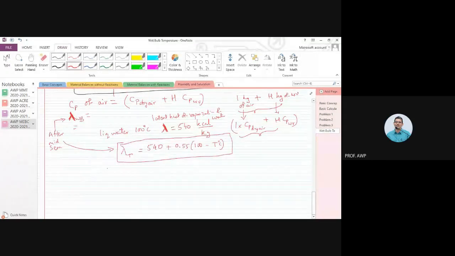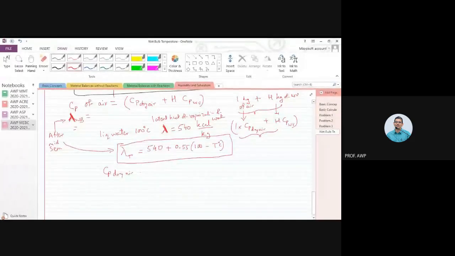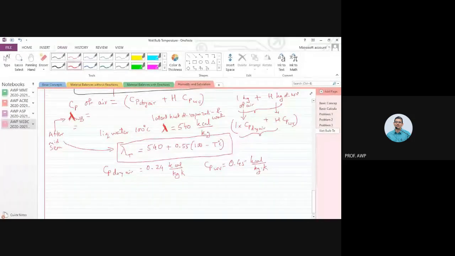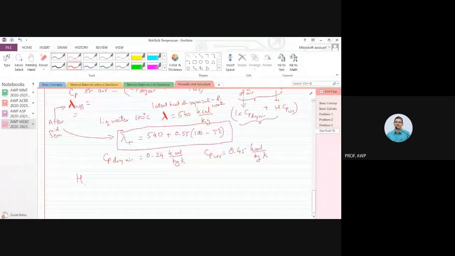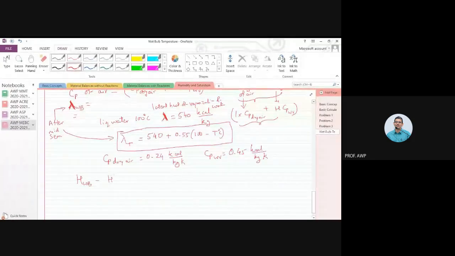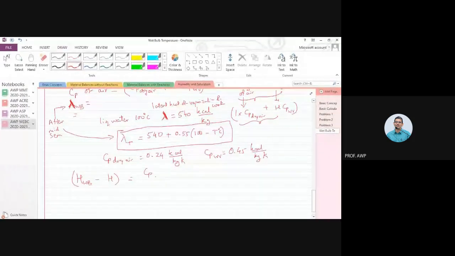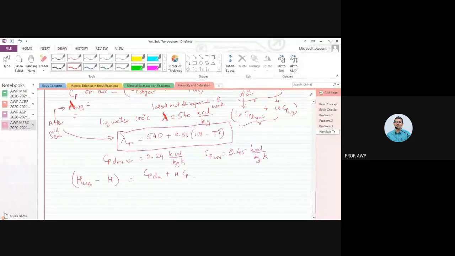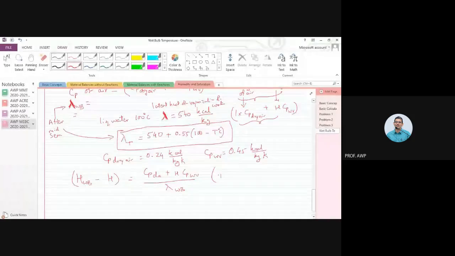The Cp of dry air is something like 0.24 kilocalories per kg Kelvin, and Cp of water vapor is about 0.45 kilocalories per kg Kelvin. So now our humidity and wet bulb temperature relationship is going to be like this: Cp of dry air plus H times Cp of water vapor, divided by lambda at the wet bulb condition, times (T minus T wet bulb). This expression we are going to use.